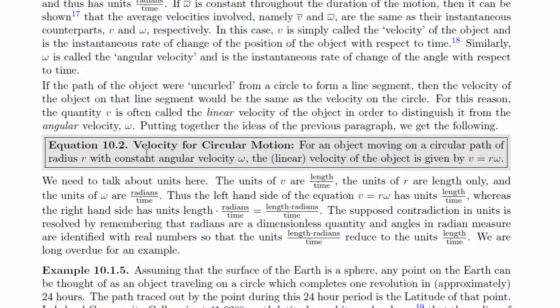Equation 10.2, velocity for circular motion. For an object moving on a circular path of radius r with constant angular velocity omega, the linear velocity of the object is given by v equals r times omega. This is very similar to our arc length formula s equals r theta. Replacing s by the linear velocity v and replacing theta by the angular velocity omega, we get this formula.